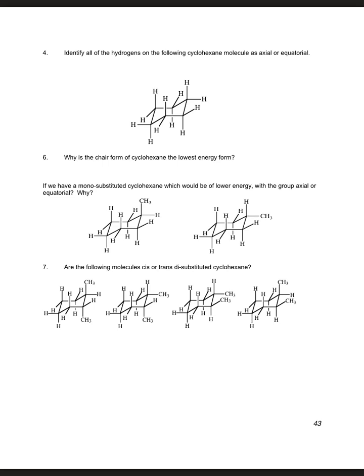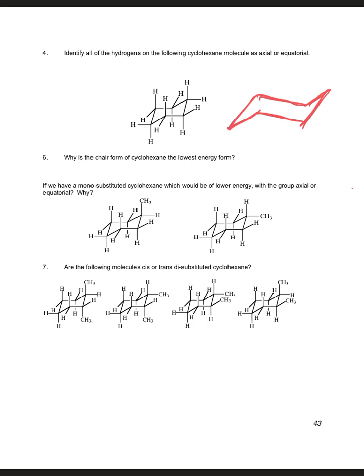So can you make a model of the chair form of cyclohexane? Can you draw the chair form of cyclohexane? The easiest way to do it is to draw the armrests, and then from the armrests, if you make them at a slight angle, go up from the ones down and down from the ones that are up, and there you have the chair form of the cyclohexane.